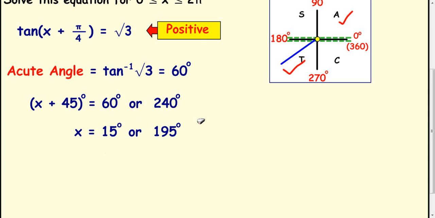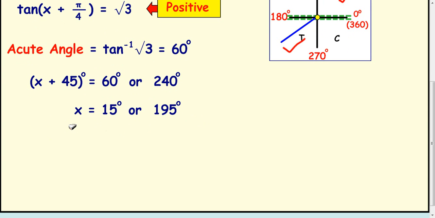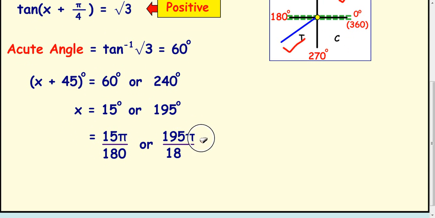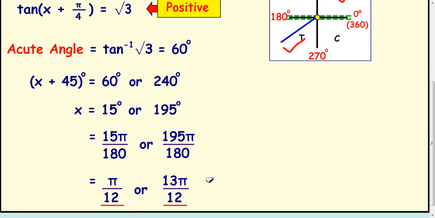Then finally, same as before, convert it into radians by multiplying by pi and dividing by 180. So 15 pi over 180, and same for the other one, 195 pi over 180. Divide top and bottom by 15 and you'll get pi over 12. And divide top and bottom by 15 and you'll get 13 pi over 12.